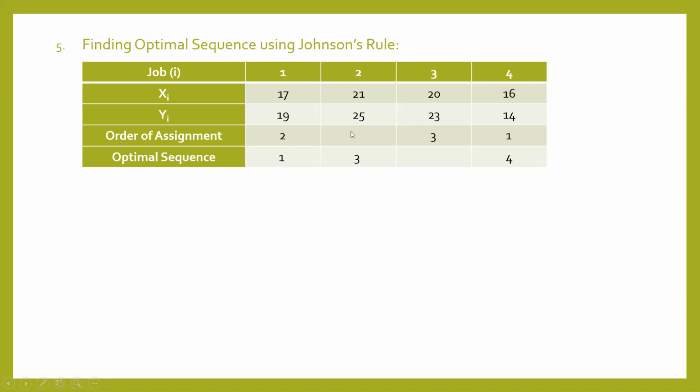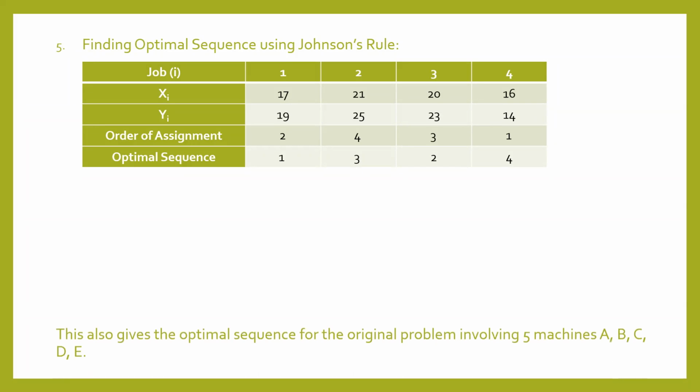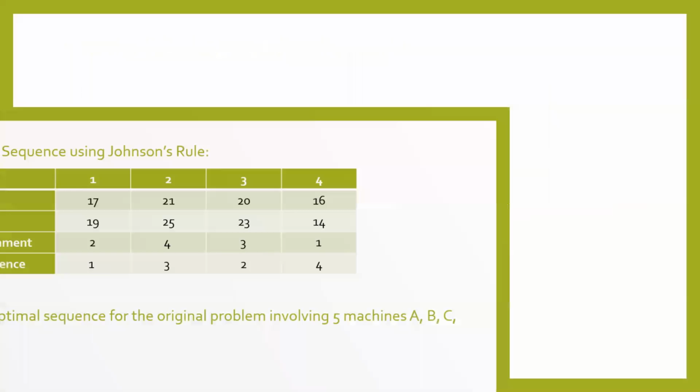And we have only 1 left. So 2 is going to go at the end here. And this is my optimal sequence, through which I can run my jobs on the machines X, Y, as well as the machines A, B, C, D, E. The sequence which we get using the fictitious machines X and Y is applicable to the original problem where we have 5 machines A, B, C, D, and E. So the optimal solution will be 1, 3, 2, and 4.